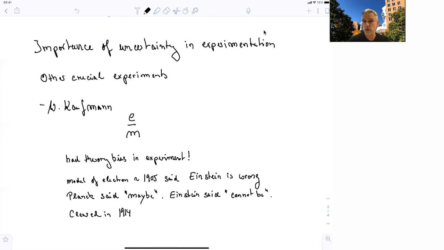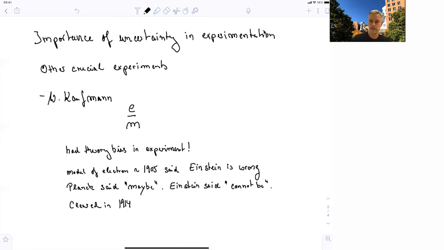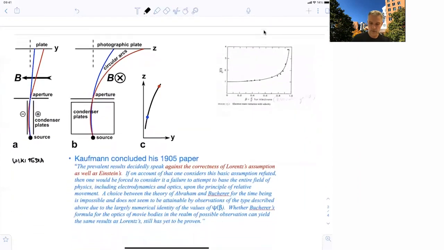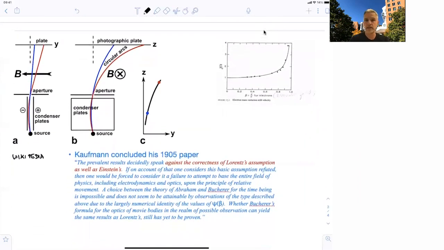So he said Einstein and Lorentz are wrong. Planck looked at this and said, yeah, maybe, but Einstein's conclusion immediately by looking at this was that this cannot be. And it took a little bit of time to clear up those experiments till 1914. You can read more about this in this Wikipedia article about Walter Kaufmann's experiment.